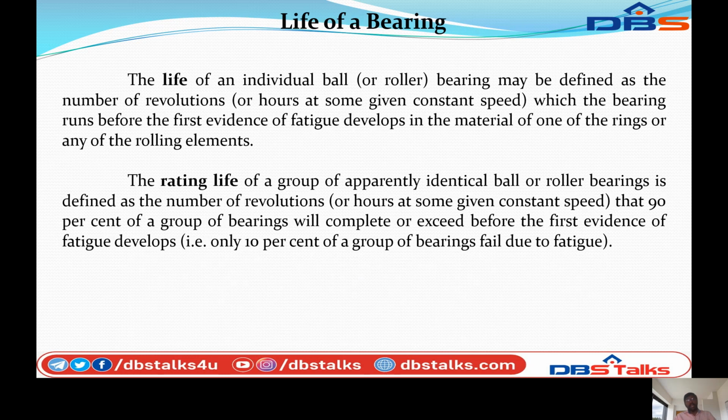Next, coming to the life of a bearing. The life of an individual ball or roller bearing may be defined as the number of revolutions or hours at some given constant speed which the bearing runs before the first evidence of fatigue develops in the material of one of the rings or any of the rolling elements. So the life of a bearing is expressed as the number of revolutions we use from the bearing. That is why, by using a high constant speed, the life of the bearing will be reduced.